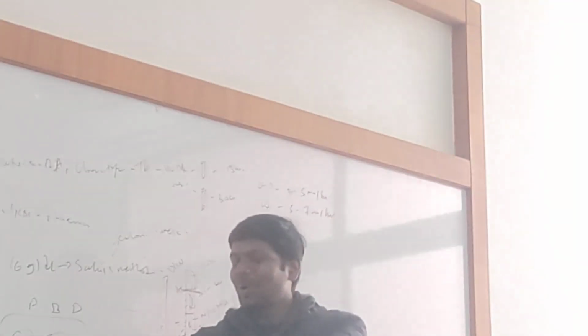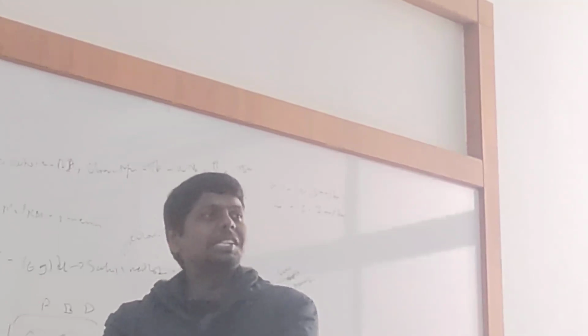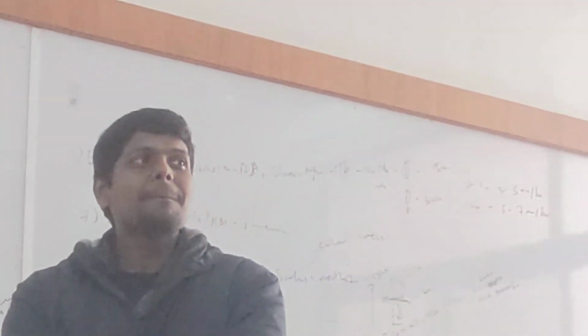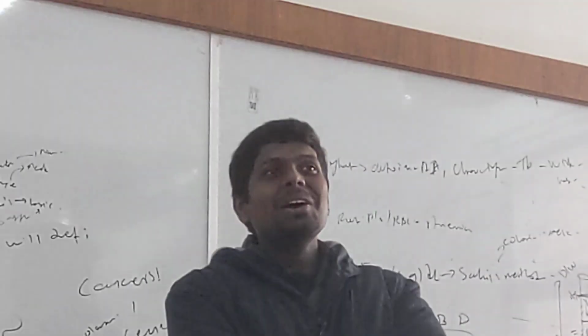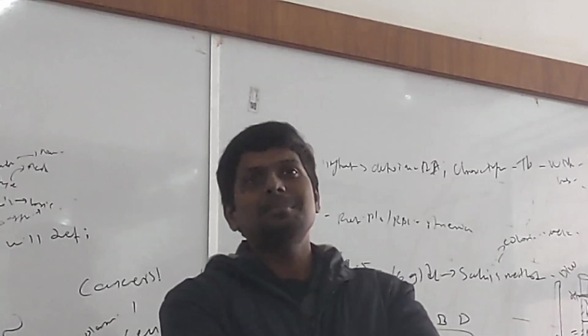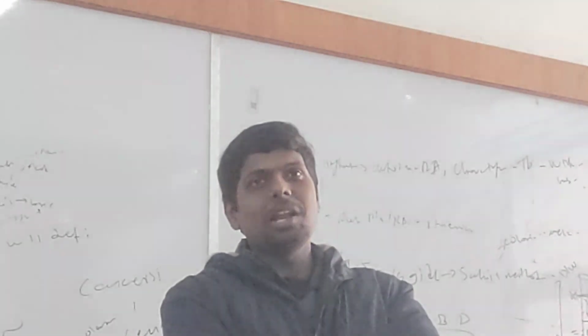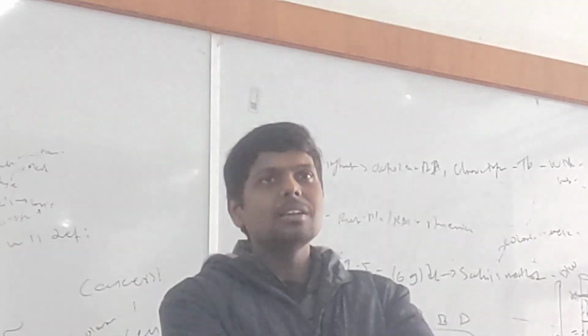What is the color of antisera A? Blue. Color of antisera B? Yellow. Color of antisera D? Transparent. Colorless. Very good. Okay, good.